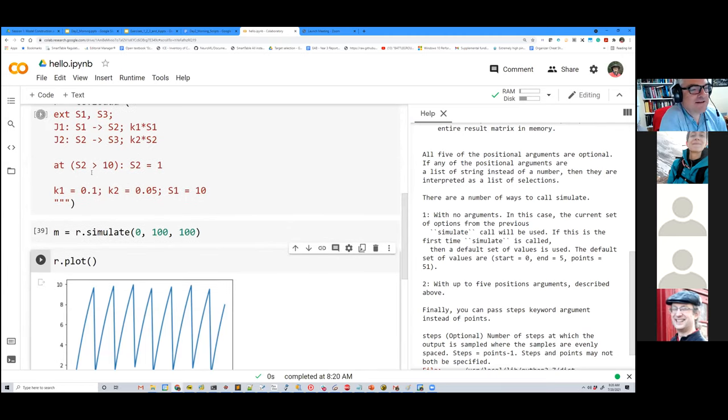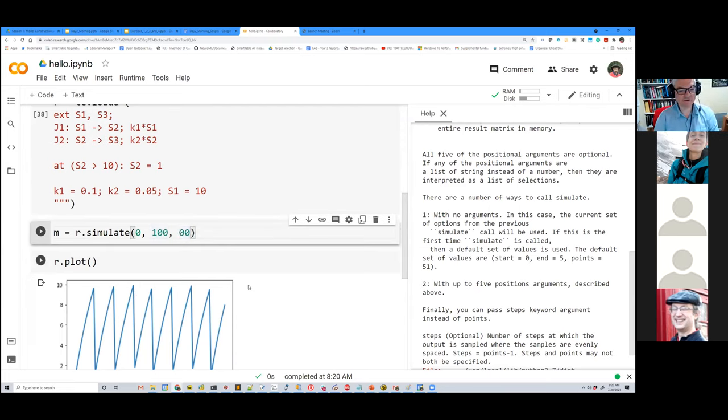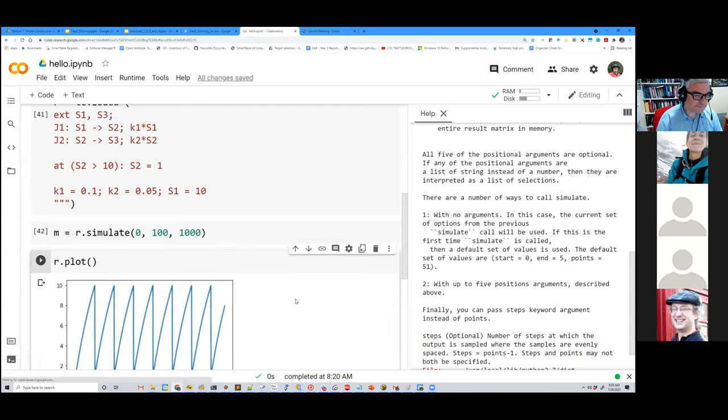So what's happening is every time it exceeds 10, so there's the roughly 10, right? You notice that it's a bit uneven. The reason for that is because I don't have enough points. So if I increase the number of points, it'll probably even out. Yeah, there you go.